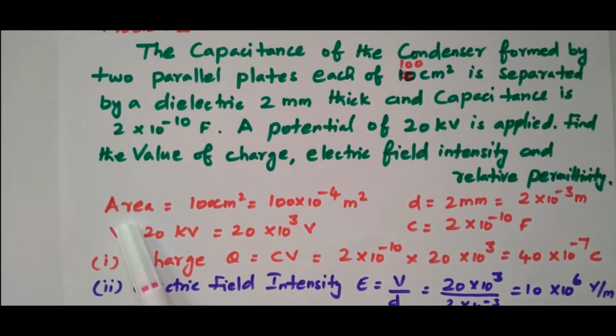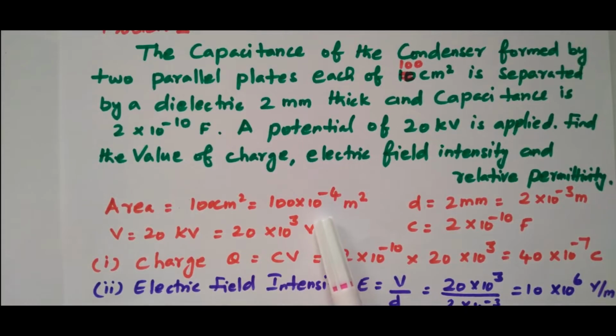So the area is given as 100 centimeter square. While converting into meter square, we need to multiply by 10 to the power minus 4. So the area is 100 centimeter square, that is equal to 100 into 10 to the power minus 4 meter square. The applied voltage is 20 kV. 20 kV means 20 into 10 to the power 3 volts. Kilovolt means we need to multiply by 10 to the power 3.